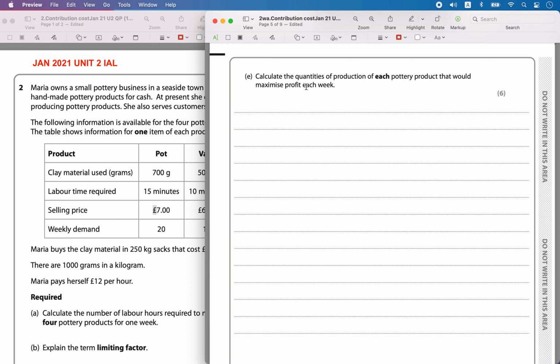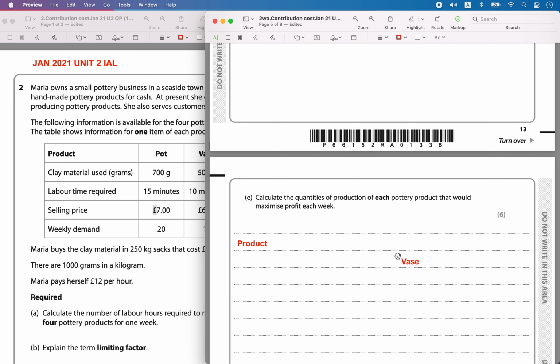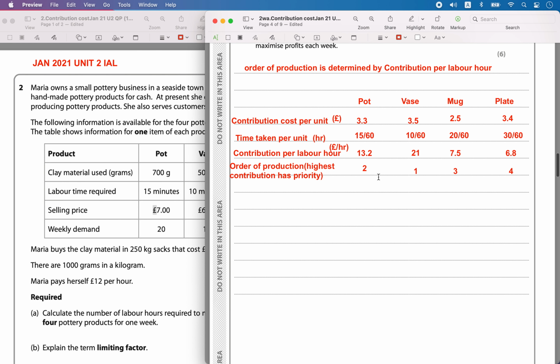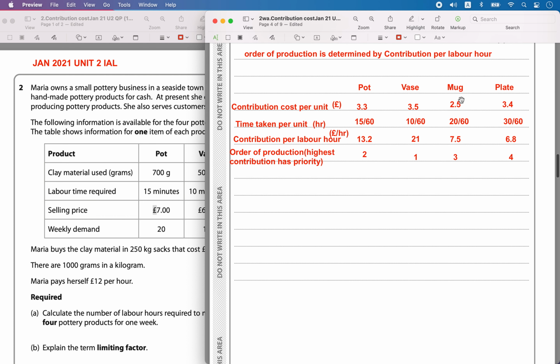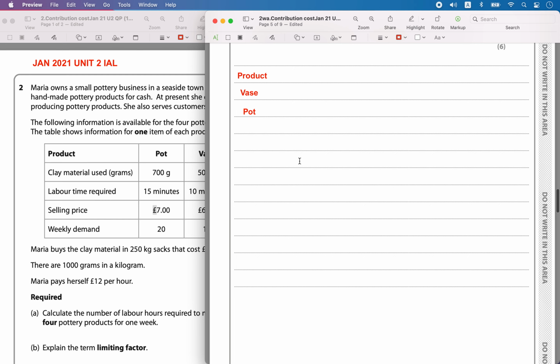Then part E of the question asks: calculate the quantity of production of each pottery product that would maximize profit each week. One is the vase, so the vase has to be made first. The second product we are going to make is the pot, because it has the second highest contribution. The next one is the mug, the third in the order of production.